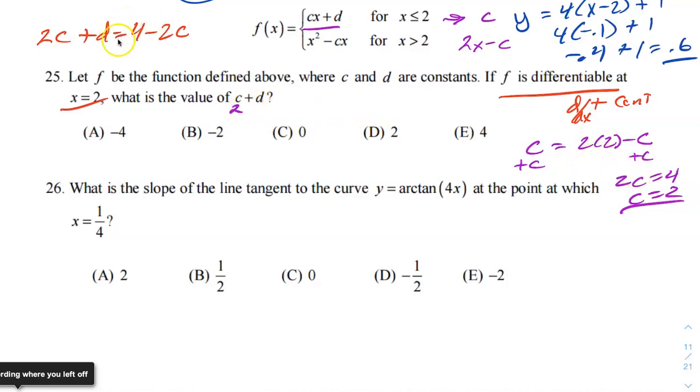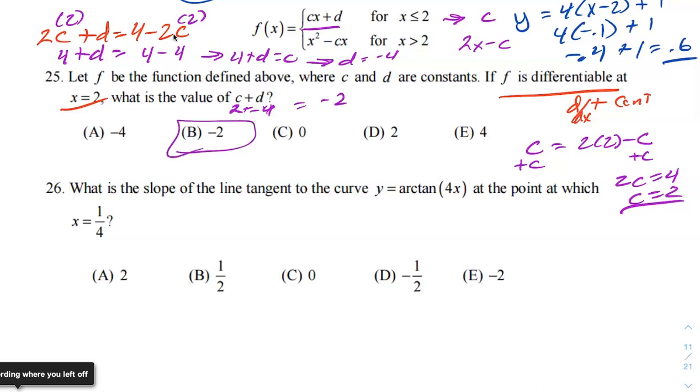So go back to this other equation over here. Plug in 2 for c. So I get 4 plus d equals 4 minus 4. So 4 plus d equals 0. So d equals negative 4. Add them up. You get negative 2. So there you go. Those are some of my favorite questions, right?